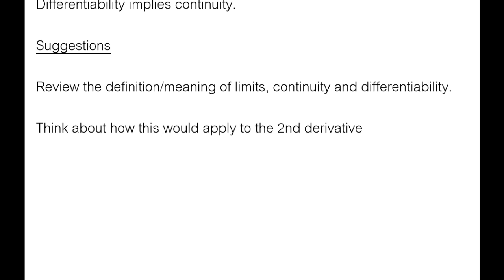And as maybe an extension, start thinking about how you apply differentiability or lack of differentiability to the second derivative, because remember, the second derivative is as well a derivative of a function too. And so there may be situations where a function would be differentiable, but would not be differentiable at the second derivative. Okay, that's it.